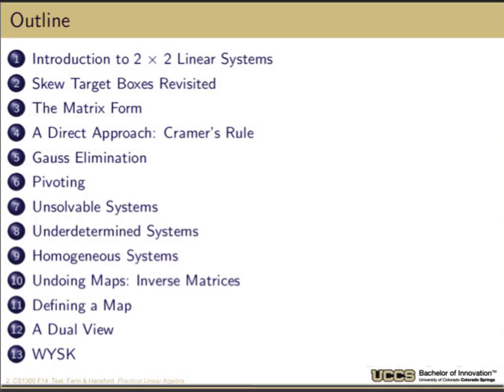We'll look at a direct approach using Cramer's Rule, go back and look at how we did simultaneous equations and relate that to Gaussian elimination. Within Gaussian elimination, we'll look at pivoting, and then talk about the issues of unsolvable or undetermined systems, and homogeneous systems. We'll look at a graphical point of view of undoing maps and inverse matrices, and define them, look at the dual view of both of those, and then get back to some terminology to make sure you covered it all.